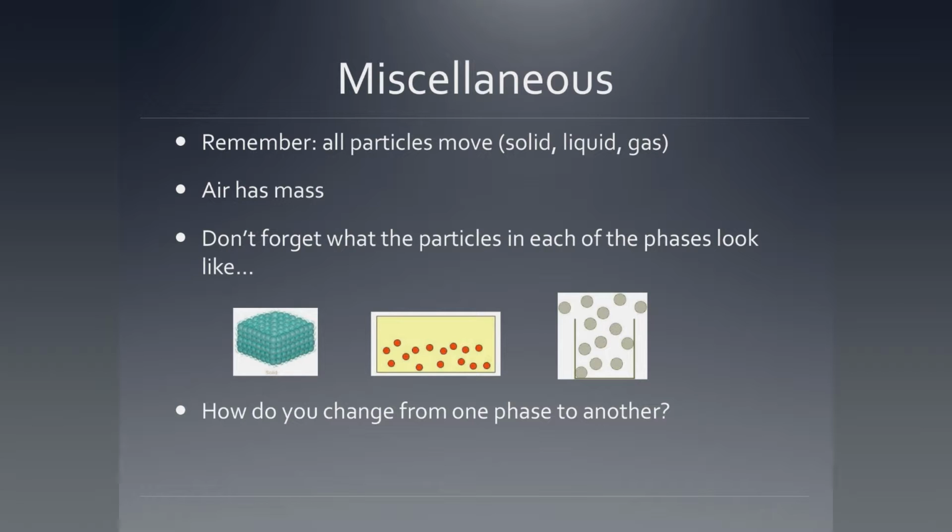So particles of a solid: close together, low energy, don't move much; liquid: medium speed, medium spacing, medium energy; and gas: far spacing, high energy, high speed. So how do you change from one phase to another? We either add heat or we take away heat. Just some things to remember about our review objective.